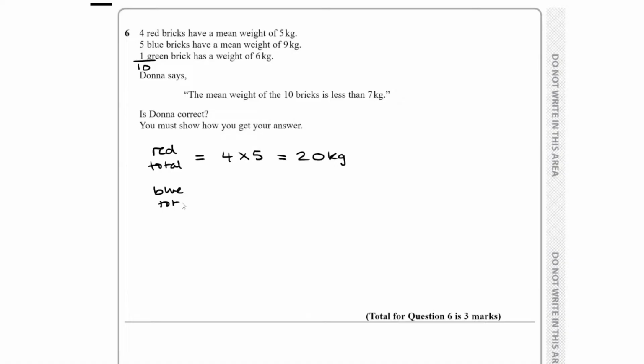So blue total is 5 bricks. They have a mean weight each of 9, so 5 times 9 is 45. Obviously the green was just 1 brick, so that was 6 kilos. So then I can just add that. Now I can find the total weight of all 10. So that's the total of 10 bricks. So what's that? 65, 71.